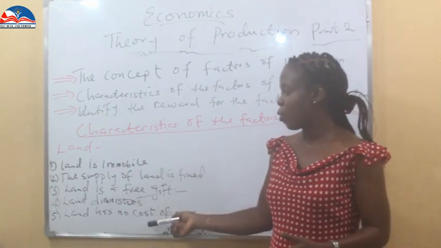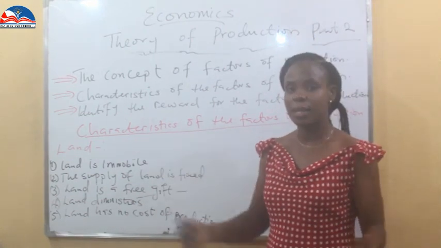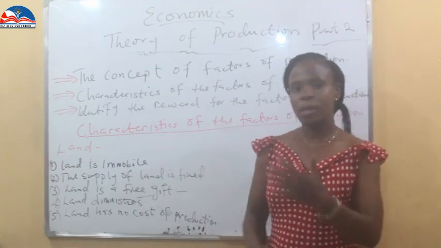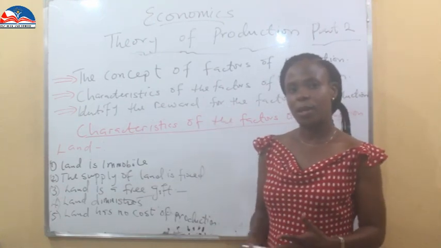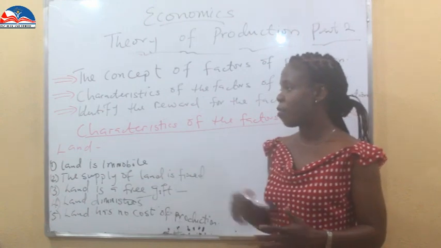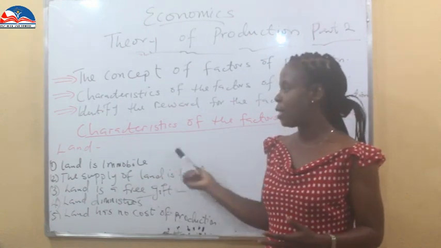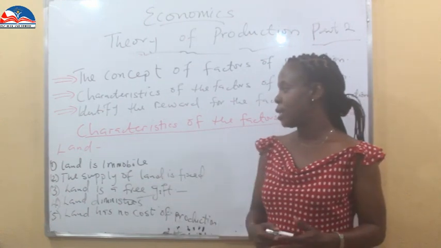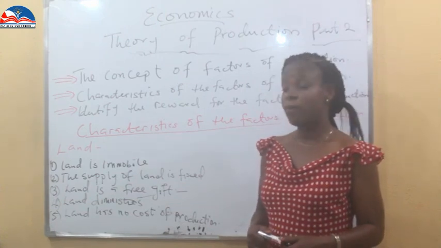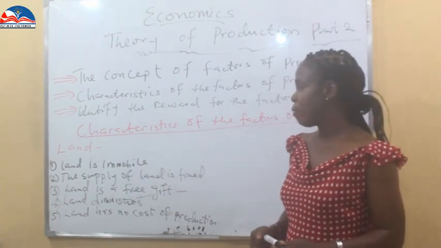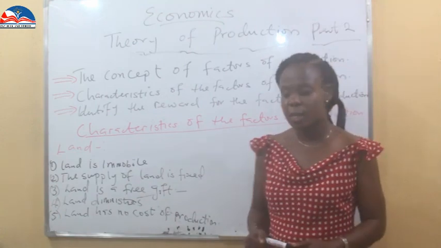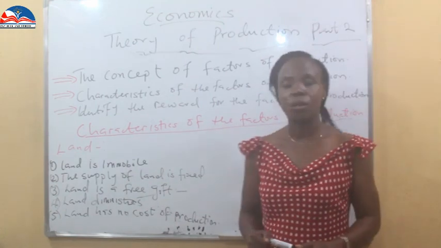So these are a few of them. I mentioned 5. I have about 10. Go do more. See other ways you can add to the characteristics I've mentioned, but I've mentioned 5. Land is immovable. The supply of land is fixed. Land is a free gift of nature. It diminishes. And then land has no cost of production.